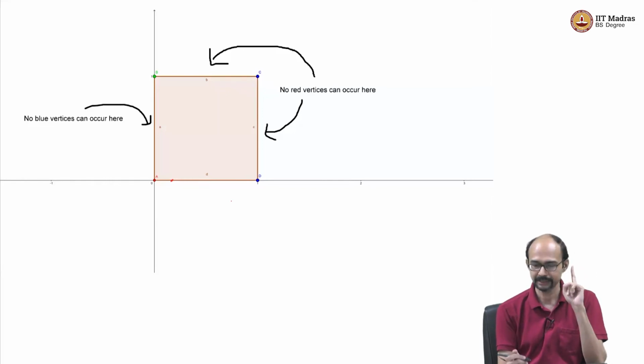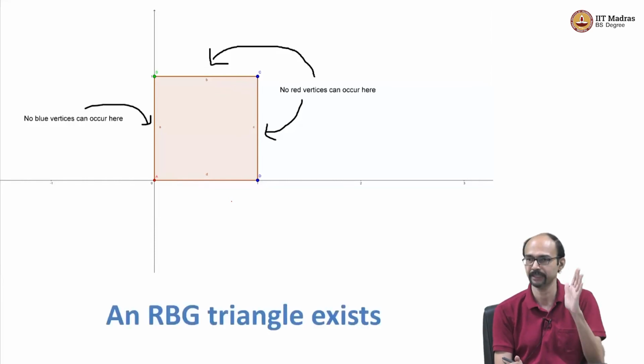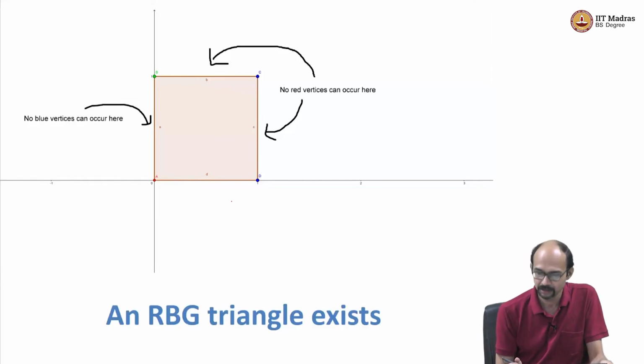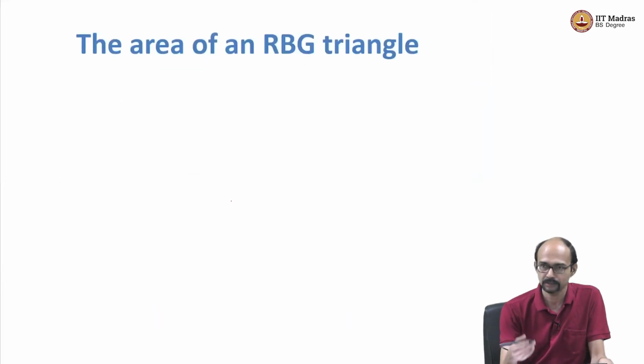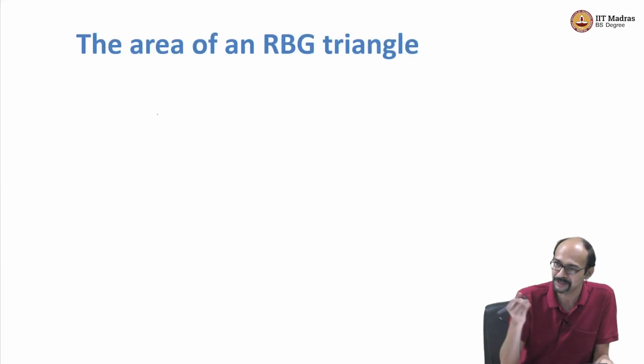In particular, there must be at least one red blue green triangle. Yeah, that is the main sort of punchline. Now once you have a red blue green triangle, we can compute its area. So I don't have time now, Arun is here already. So I won't do this proof, you can do this.